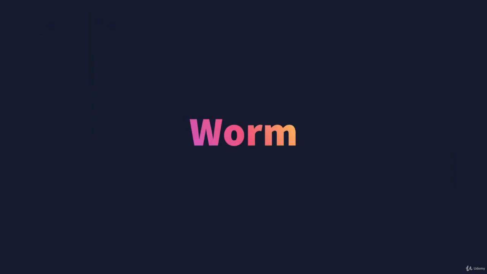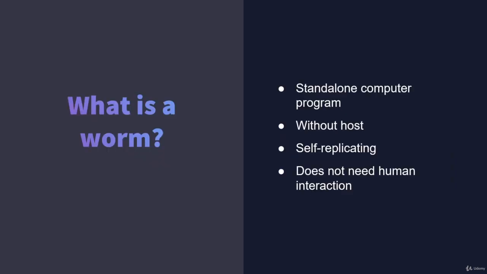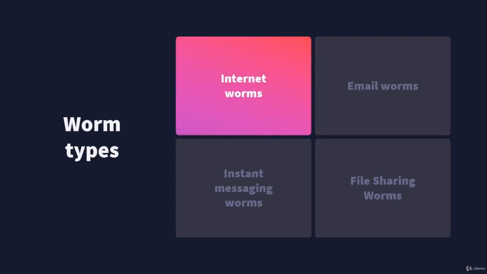Another famous type of malware is the computer worm. What exactly is a worm? A computer worm is a standalone malicious program that self-replicates in order to spread to other computers. A worm can replicate itself without any human interaction and is a standalone program. So, a worm does not need a host. Let's have a quick look at some worm types grouped by means of spreading.